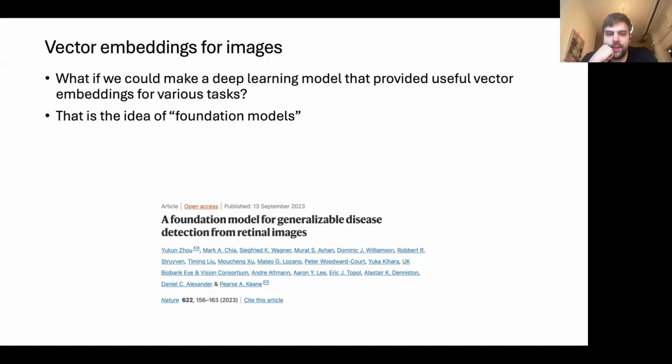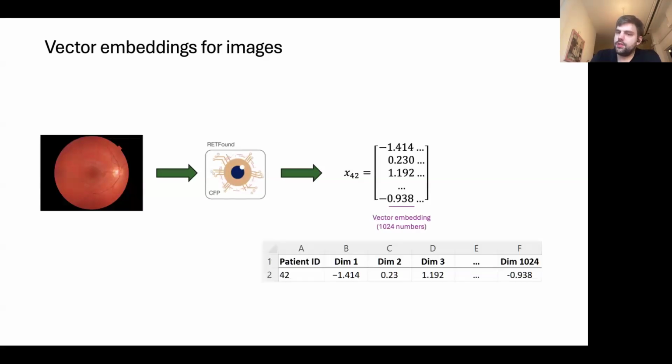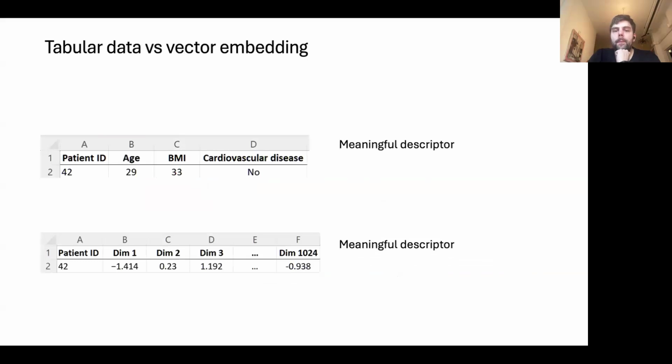My brilliant colleagues here at Moorfields at UCL have a very famous one for retinal images, for instance. The idea is just, you take your image, you put it through your foundation model, and you get a vector that describes what's going on in the image. You could also open it in Excel. The vectors are nothing mythical; they're just numbers that we can look at. One important thing to think about is that tabular data and vector embeddings can both be stored and opened in a spreadsheet. So they're similar, and they're both meaningful descriptors of something. The first describes someone's systemic health. The second describes what's going on in the image.